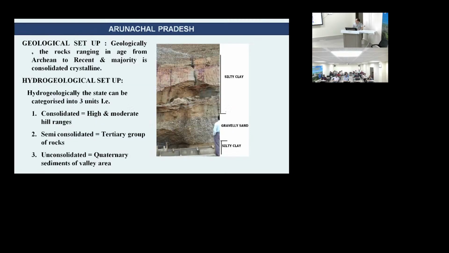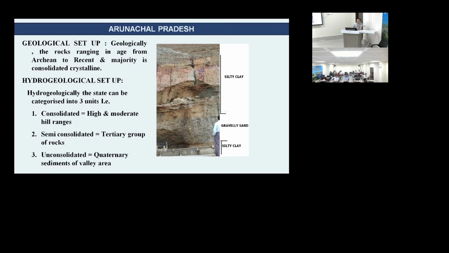So Arunachal Pradesh, geologically, the rocks range in age from Archean to recent, and the majority is consolidated crystalline. But you can also find some semi-consolidated and unconsolidated formations. And you can see there is this gravelly sand, which we call the aquifer zone, and silty clay. We can see some sections. If you go to some rock sections, you can find this kind of section.